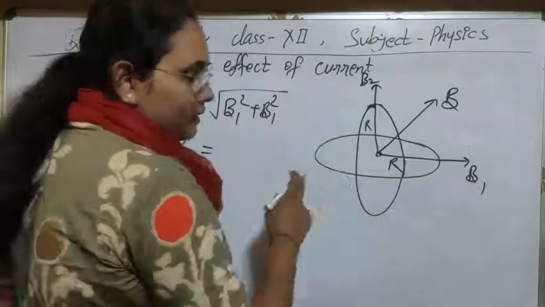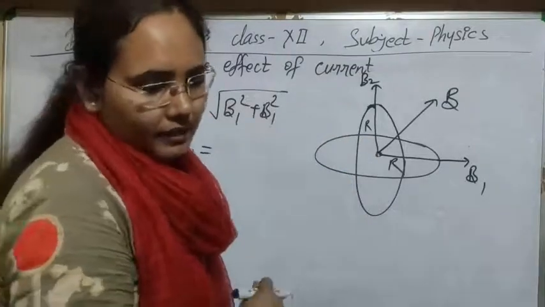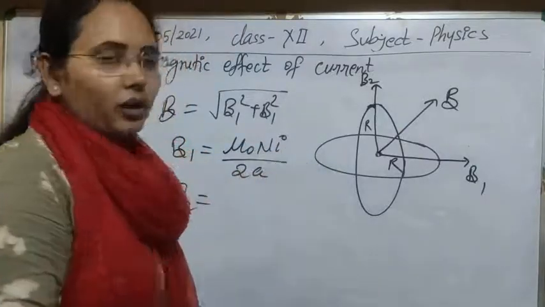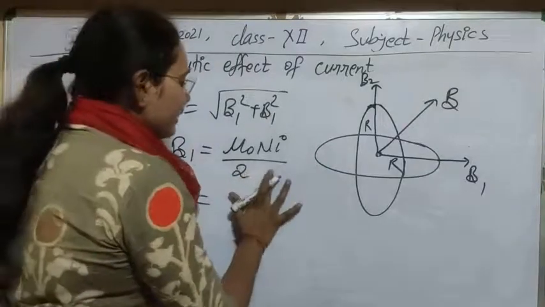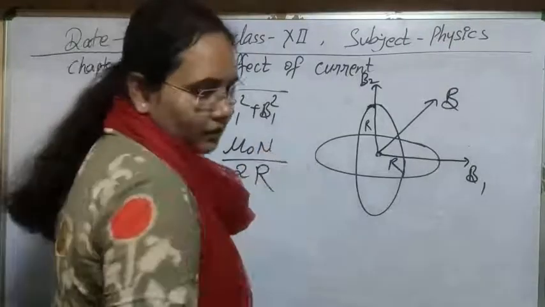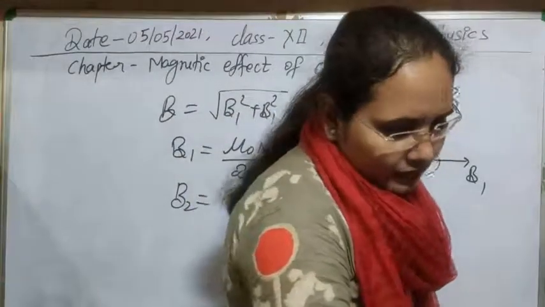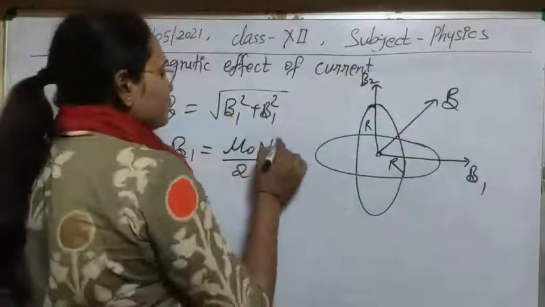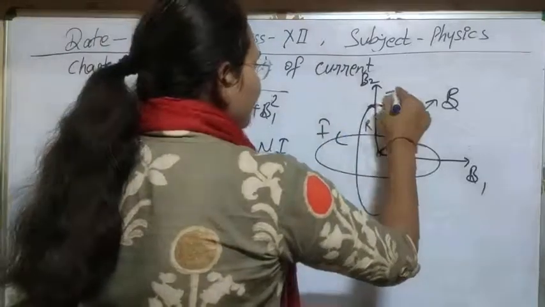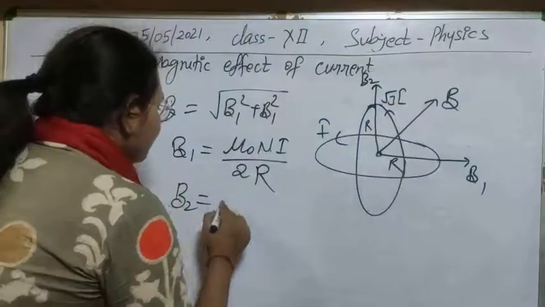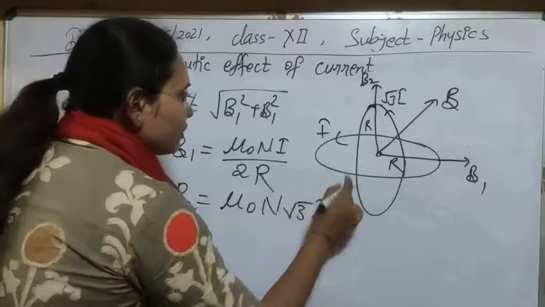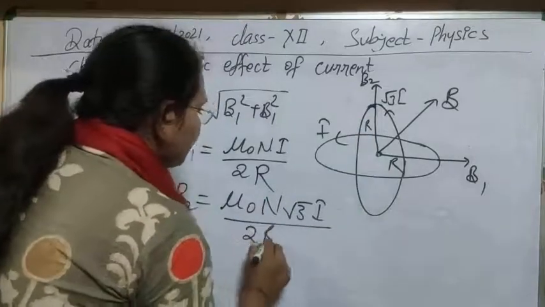At the center, you know that the value is given by mu 0 Ni upon 2R. This is the formula that we have, where the radius is R, N is the number of turns, and the current in the first coil is I, and the current in the second coil is root 3 I. So for B1 the current is I, and for B2 the current carried is root 3 I. So for this one the formula will be mu 0 N, in the place of I it will be root 3 I because this current is flowing here, upon 2R.